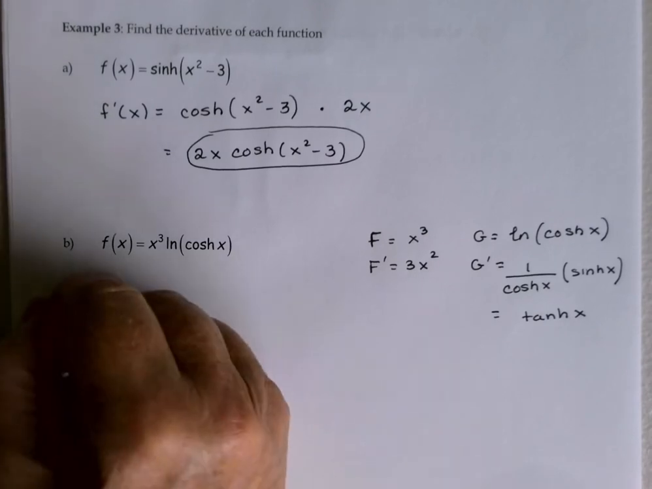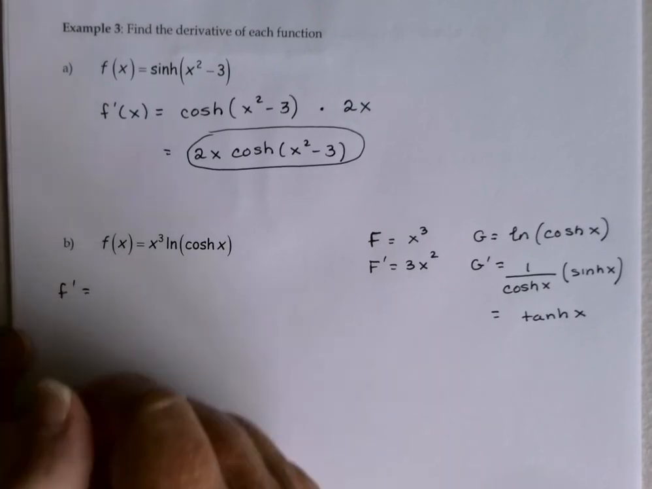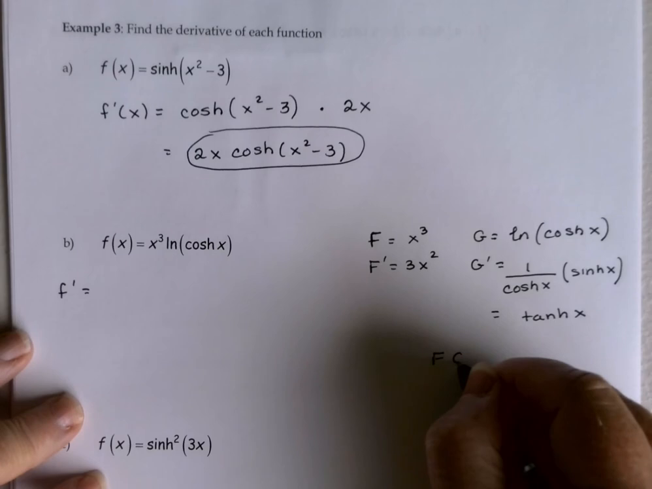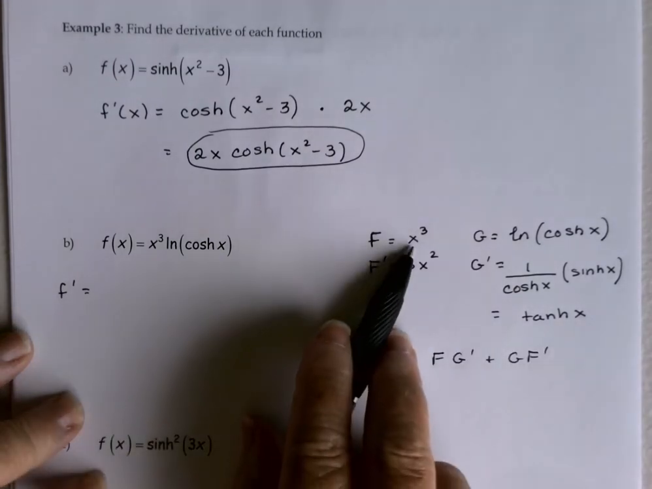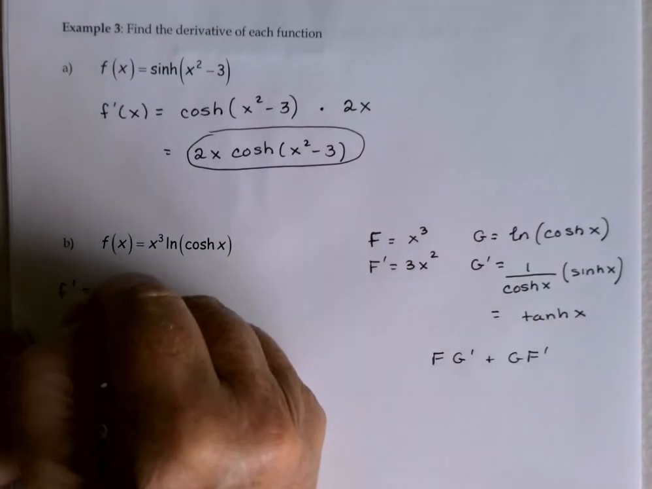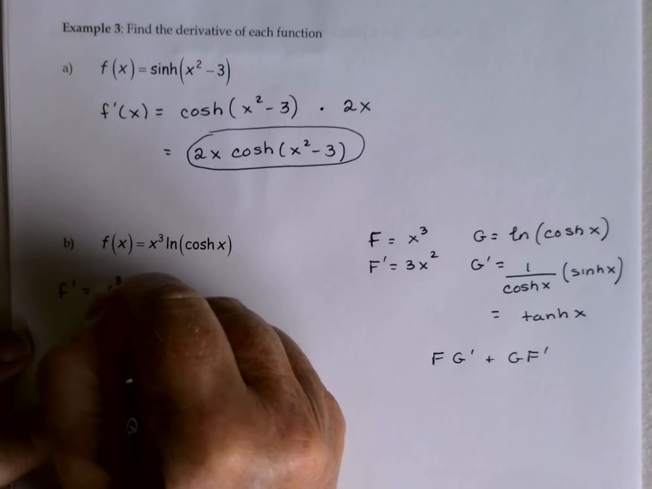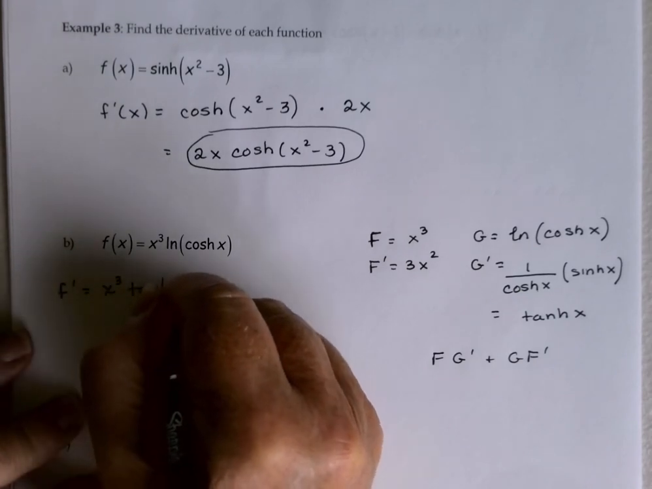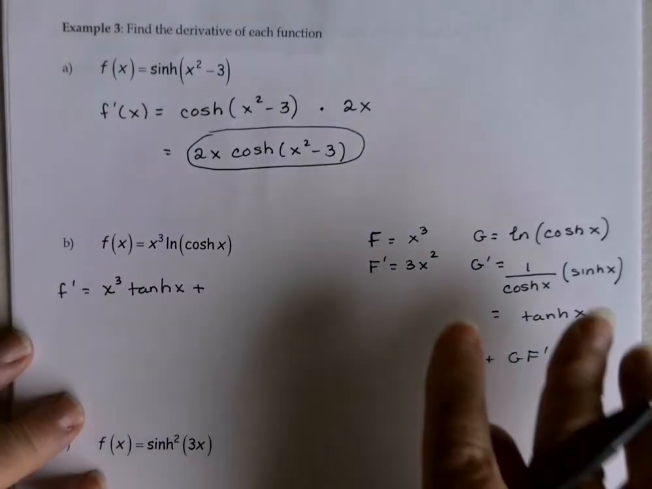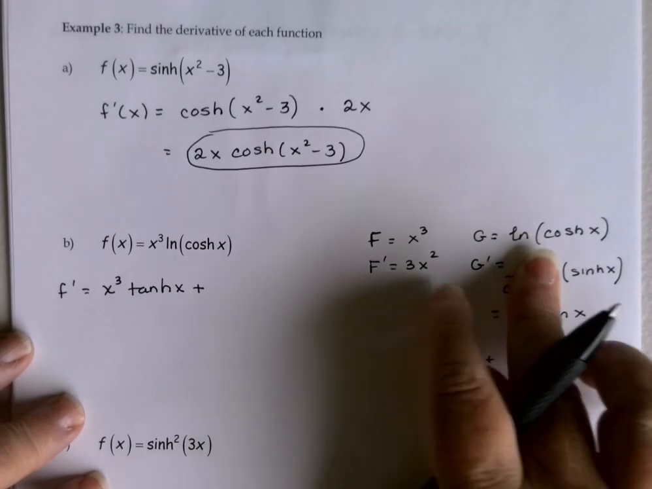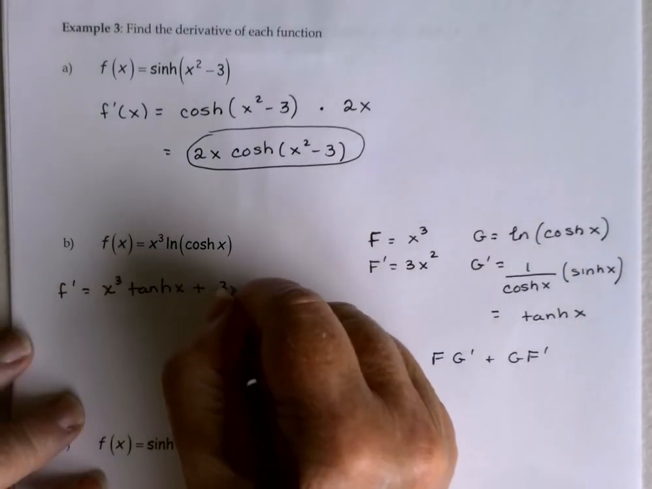All right. Little f prime, remember it's going to be fg prime plus gf prime. So I'd have x cubed times the hyperbolic tangent of x plus gf prime, 3x squared times that natural log.